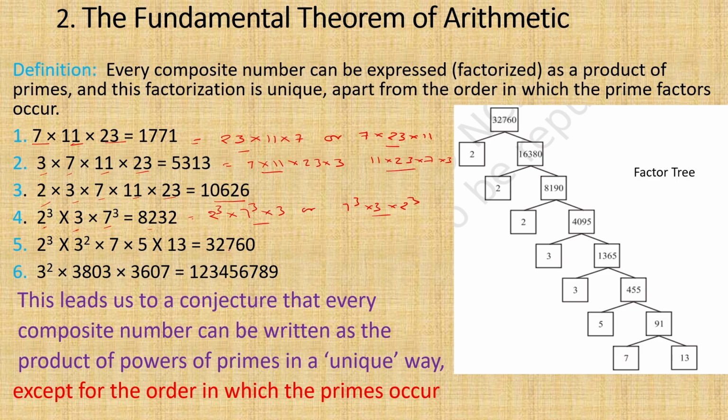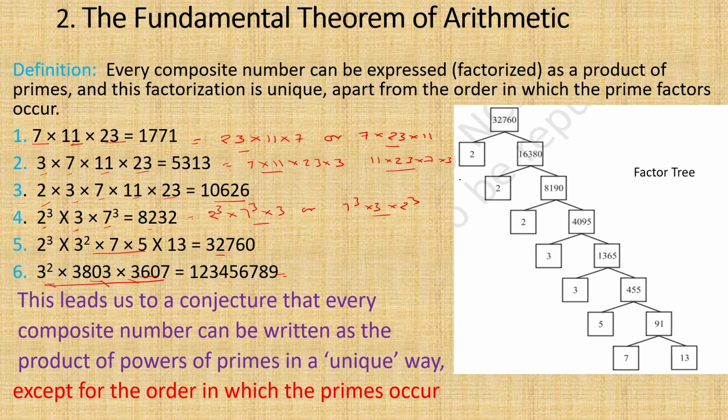Okay. Same here also, 32760. For this we have many factors, as shown here. Here also the order can be changed. This can come first, this can come second, this can come third, but this factorization combination is unique. Okay. So here we see this is called a factor tree.